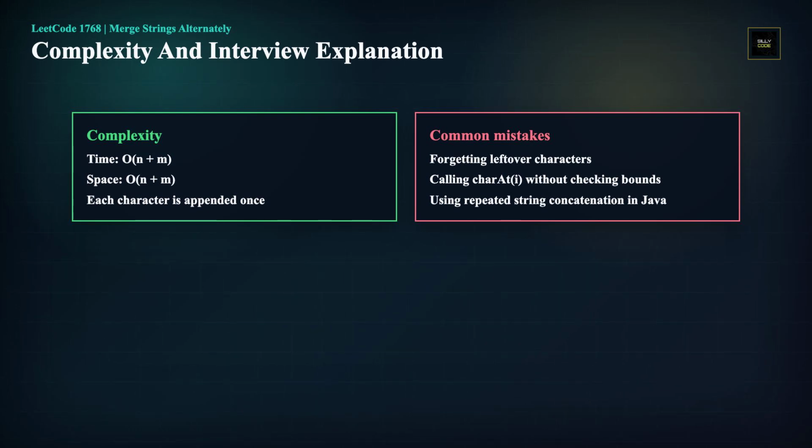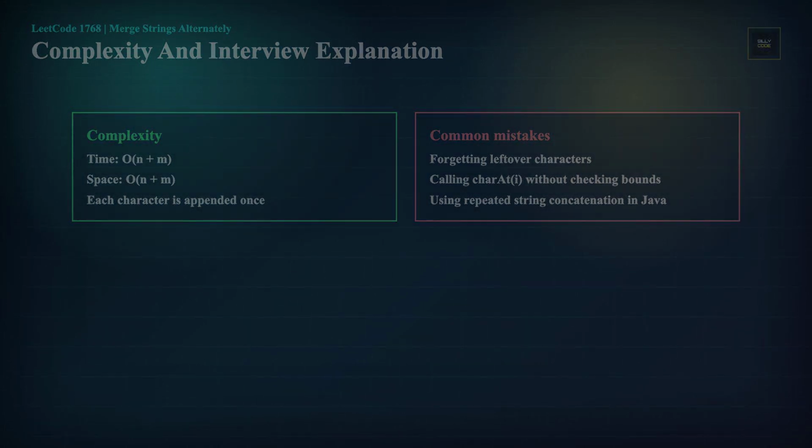Common mistakes are looping only until the shorter string ends, calling charAt without checking bounds, and using repeated string concatenation instead of StringBuilder. That is LeetCode 75, Merge Strings Alternately. The main idea is simple. Build the answer character by character, and use bounds checks to safely handle strings of different lengths.